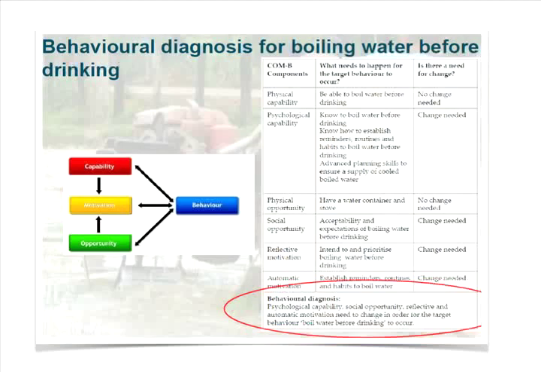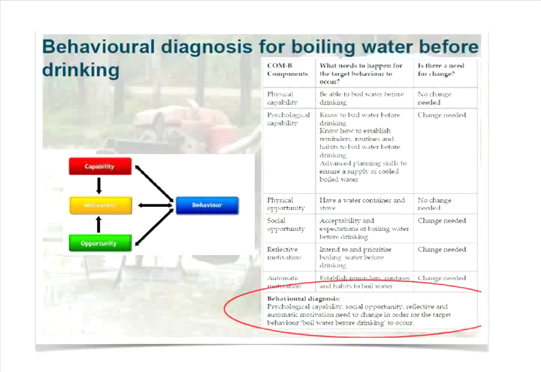Next was psychological capability: knowing to boil the water before drinking, knowing how to establish reminders, routines, and habits to boil water before drinking, and having the advanced planning skills to ensure a supply of cooled, boiled water so that you don't become thirsty or need water at a point when none's available. These were identified as areas where a lot of change was needed. Next was physical opportunity, having a water container and a stove in order to be able to do that. So it was thought, again, that no change was needed.